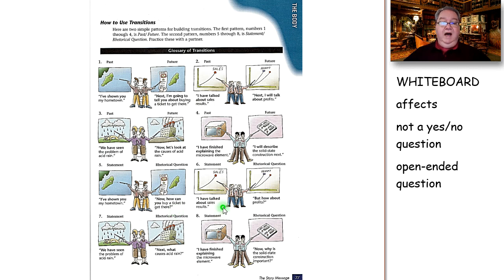Statement here. I've talked about sales results. That's the same, past tense. Instead of I'll talk about profits, but how about profits? Rhetorical question. Or the third one here. We've seen the problem of acid rain. Next, what causes acid rain? Question. Okay. So all of these have the same topic, showing the two different ways. Past plus future. A past statement plus a rhetorical question.